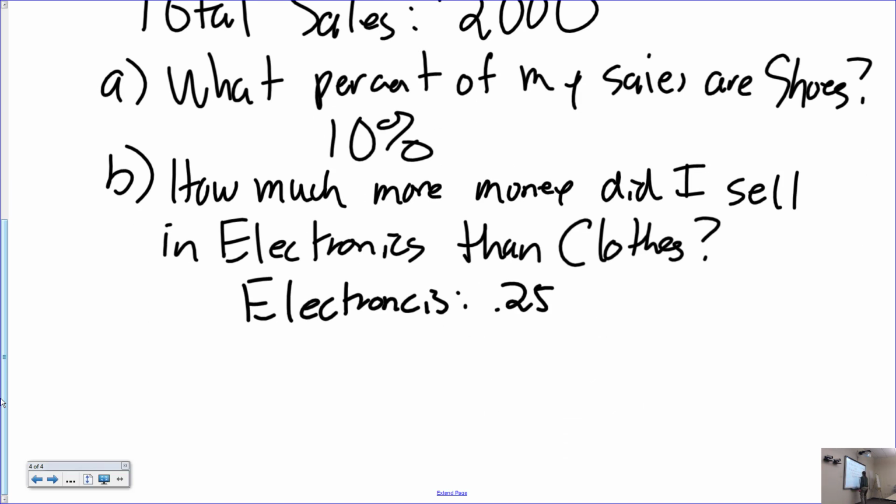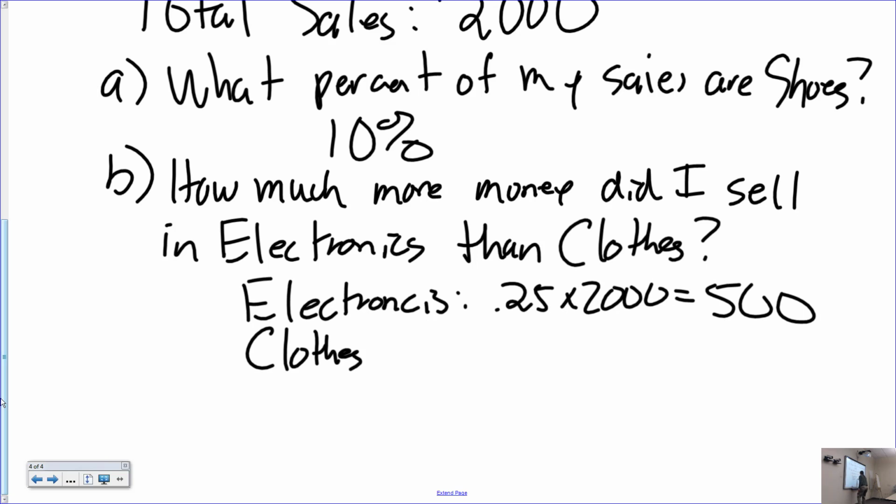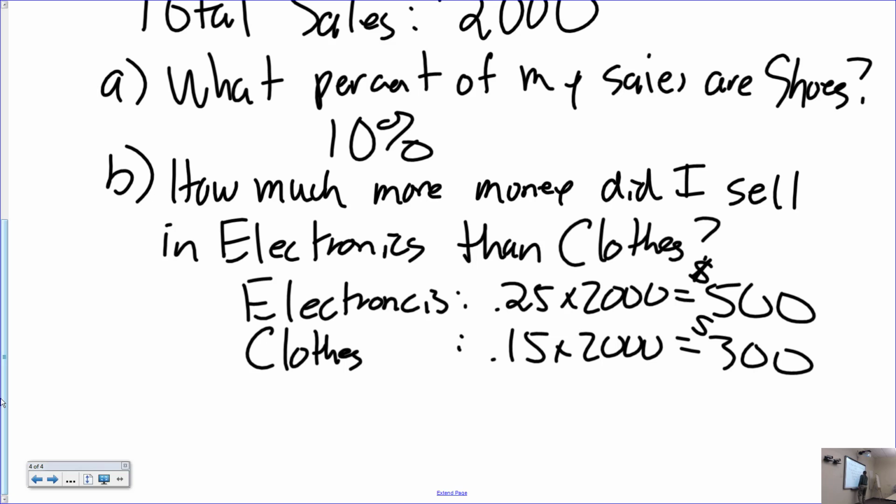Electronics, 0.25 times 2,000 is, what did you say that was? 500. And then you did clothes. 0.15 times 2,000 is 300. Figure out how much you sell in both of those. So remember that you know what those bar graphs mean, right? What the pie graphs mean. Take the percentage of the total to figure it out. So a $200 difference. How else could you have done this problem?